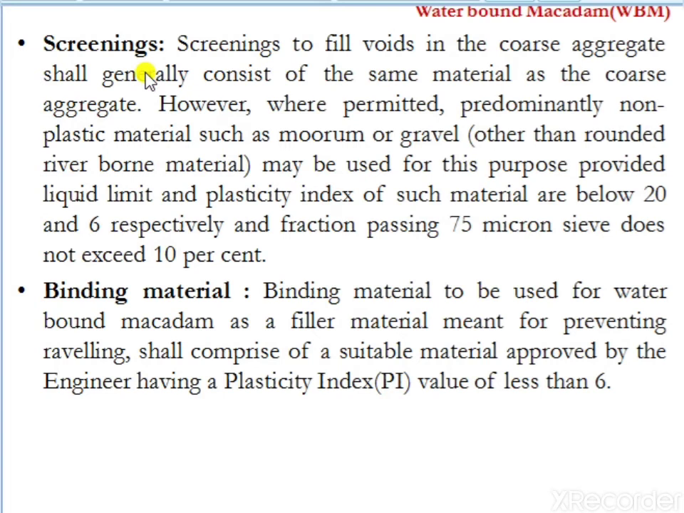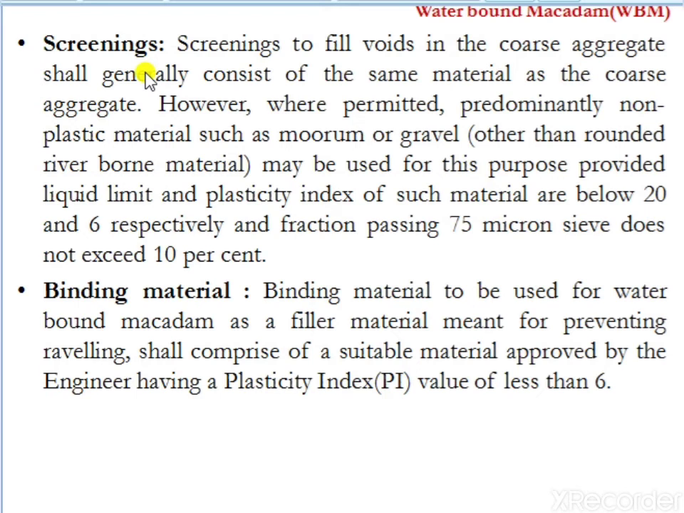So screening means it is a process of filling up the voids which are present in the coarse aggregate. We can also call the materials used in the screening the secondary materials used in the construction of WBM pavement. When the pavement is constructed using materials like overburnt bricks, coarse aggregate, or crushed slag, there will be voids between the particles, and these voids have to be filled, and the filling of these voids is called screening. This is done by the same materials as the coarse aggregate.